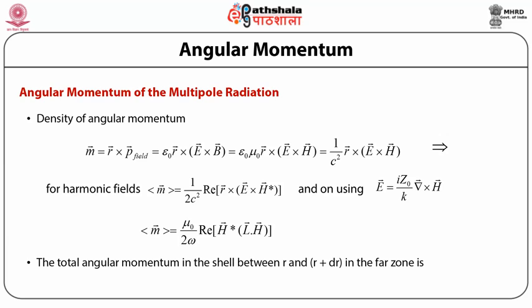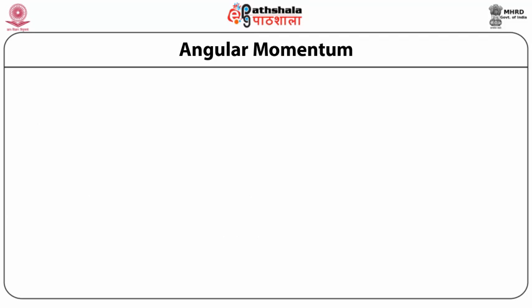The total angular momentum in the shell between r and r plus dr in the far zone region is now dM vector equals dr mu naught divided by 2 omega k square into the real part of summation over m dash of a_E conjugate as a function of l m dash into a_E as a function of l m, into the integral of L vector dot X vector l m dash whole conjugate into X vector l m d omega.